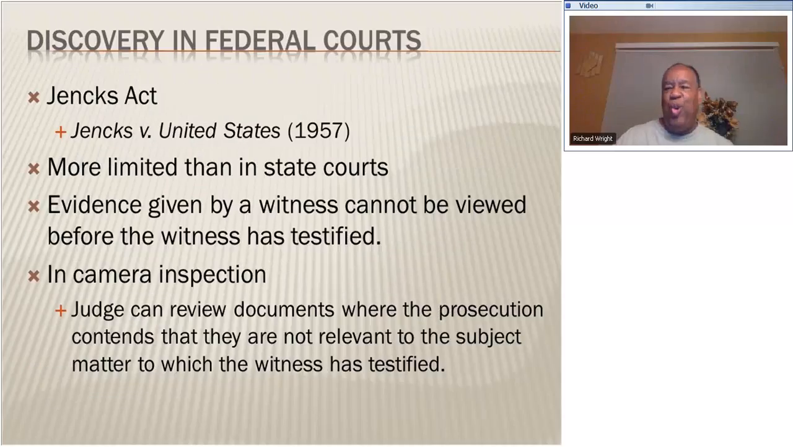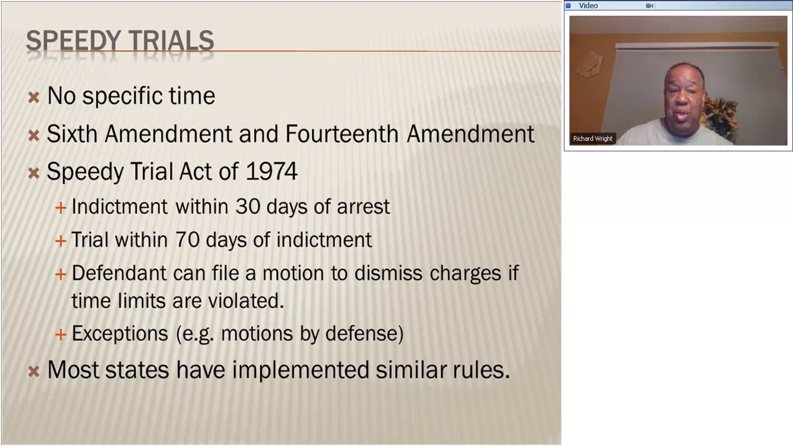The discovery in the federal courts is more limited than in the state courts. Evidence given by a witness cannot be viewed before the witness has testified. This is kind of like when you deal in the federal courts. Then there is in camera. In camera means the judge reviews documents where the prosecution contends that they are not relevant to the subject matter to which the witness has testified. But there are limitations to discovery in federal courts. There's more liberal discovery in state courts.